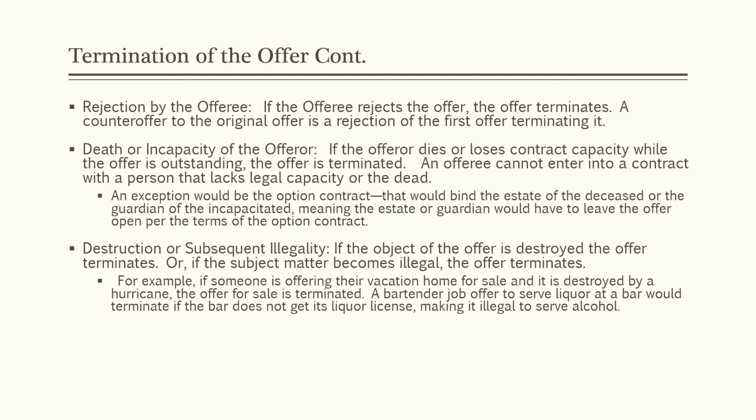With respect to subsequent illegality, a good example is this. A bartender job offer to serve liquor at a bar would terminate if the bar does not get its liquor license, making it illegal to serve alcohol. That means that the subject matter of the offer to serve liquor disappears because it becomes illegal for the bar to do so.